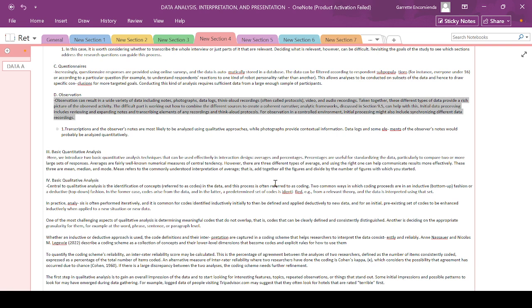and observation can result in a wide variety of data or structured data such as photographs, just like what we've discussed in the previous chapter. Direct observation such as ethnography is wider because you're trying to create new information. You're allowing new information to emerge, just like in inductive analysis, which we will discuss later.